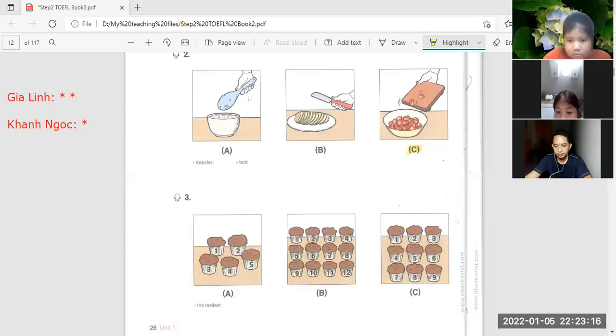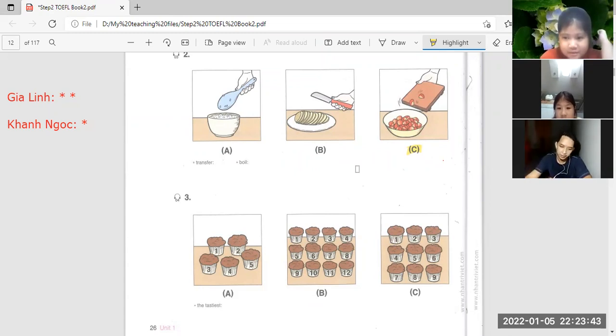How many muffins did Mrs. Amy give the boy for his birthday gift? Okay, how many muffins? A, 5, or B, 12, or C, 9? Who knows the answer? Okay, Yelling. I think it's B, 12. A, B, or C? B.